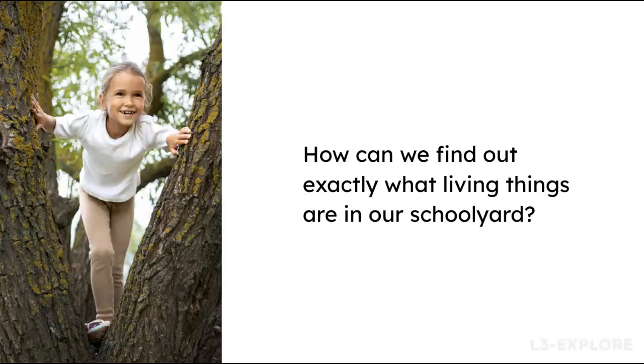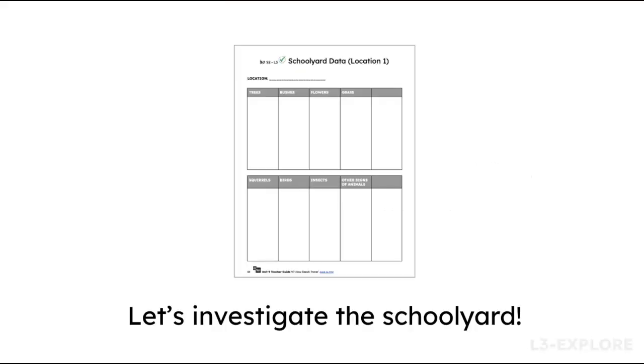For the Explore, you'll ask students how they can find out what living things are in the schoolyard and tell them that they are going out to observe. You'll divide the class into 2 groups and lead them outside to an area around the school and have one group observe and record by drawing, writing, or tallying what they see on the Schoolyard Data Location 1 Student Journal page. You'll then lead the class to another area and have the other group observe and collect data on the Schoolyard Data Location 2 Student Journal page.